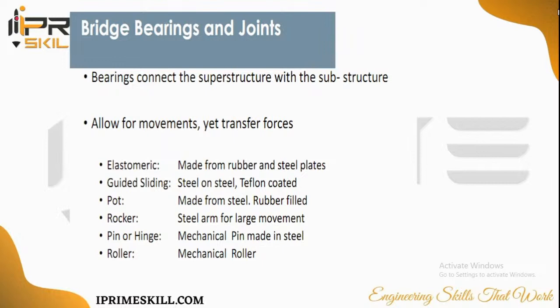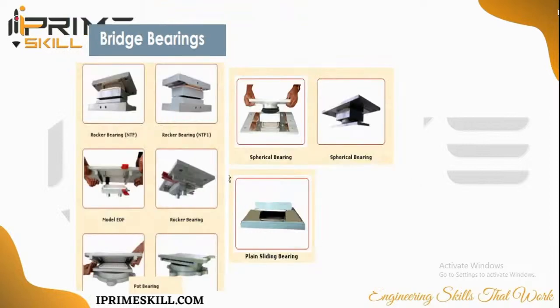Now there are different types of materials in which the bearings are made. They are made from rubber and steel plates. They are made from steel. Then steel arm with large movement, they are called rocker. They are pinned or hinged, a roller. Then the rubber and steel plates are also there for cushioning effects. So different types of bearings are available.